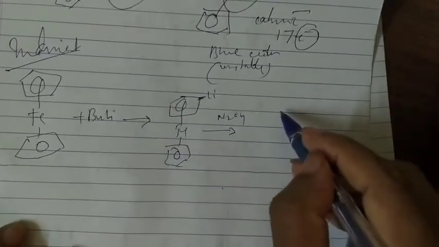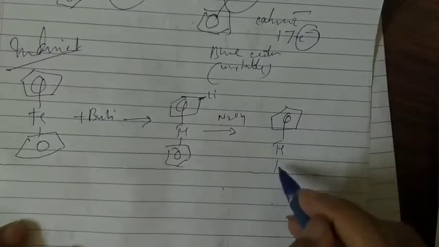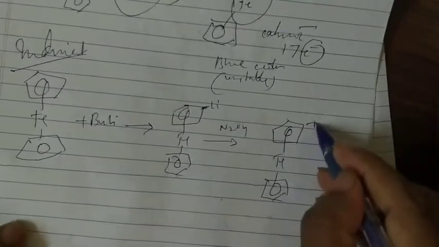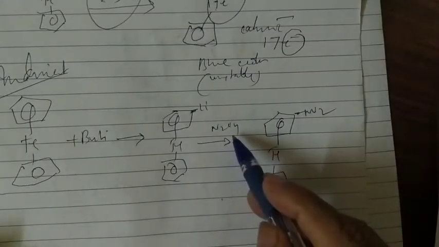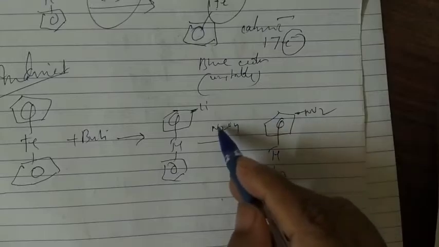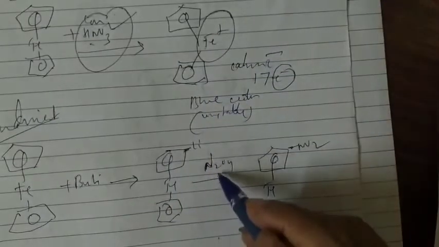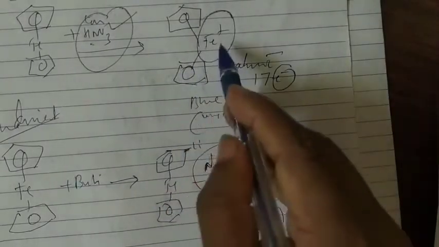Now you get the required compound, ferrocene with a nitro group like this. So you get nitration here. N2O4, dinitrogen tetroxide, is a very important reagent. Instead of strong HNO3, we use N2O4 as the nitrating reagent in this case. Otherwise this other product forms, which is not stable.